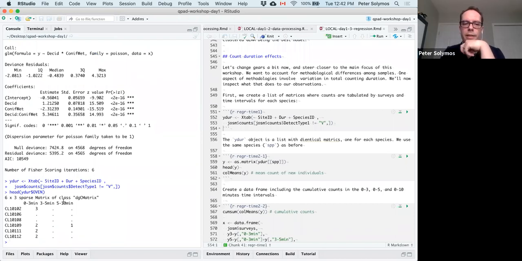Sites, and then the different time intervals. So where I'm getting to is, let's pretend that we have the data collected with a 0 to 3 minute protocol, or 0 to 5 or 0 to 10. Will that have an effect?